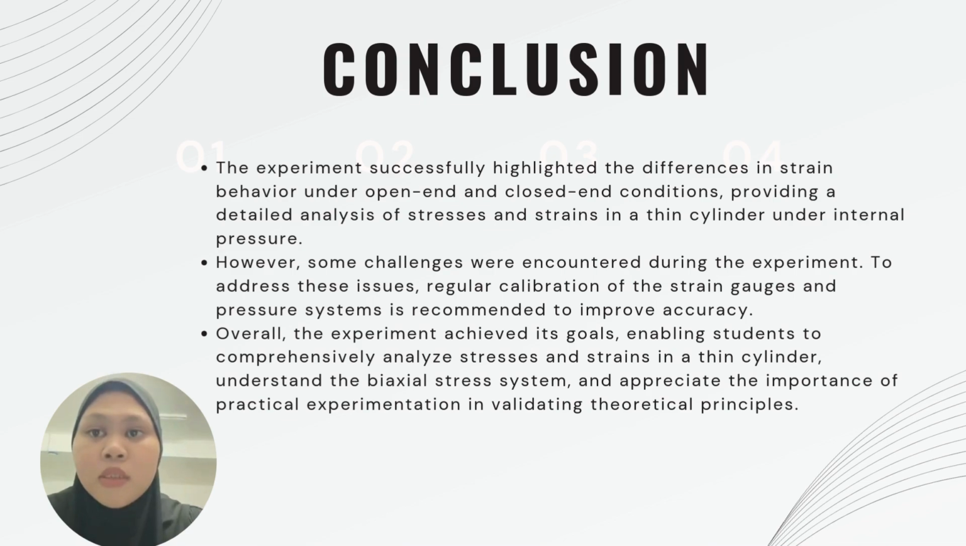To address these issues, regular calibration of the strain gauge and pressure system is recommended to improve accuracy. Using cylinders with higher material uniformity can help minimize deviations, while a precise and automated data collection system can reduce human error.